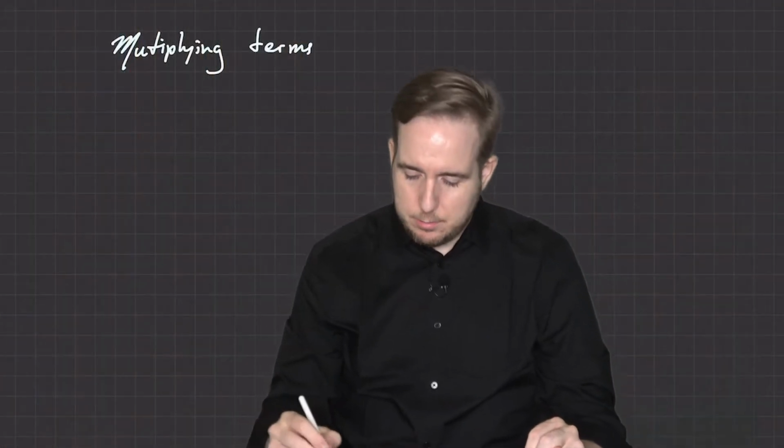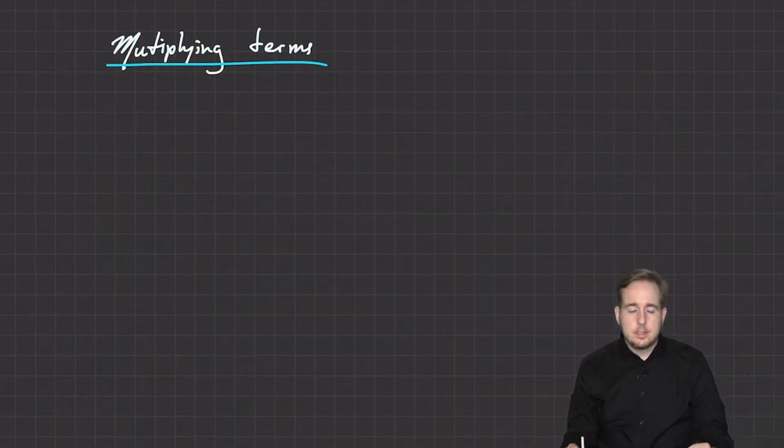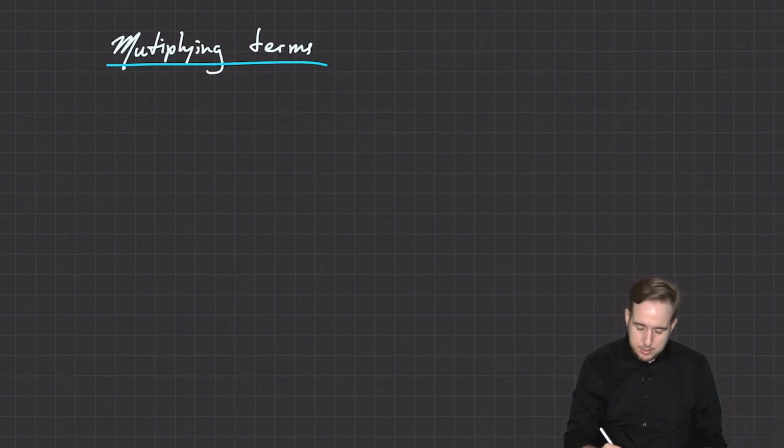multiplying terms together. Okay? Now, this is one of those things where by making things slightly more confusing, we're actually making them slightly easier to do. So I will give you an example you absolutely know how to do. You know how to do 3 times 5.